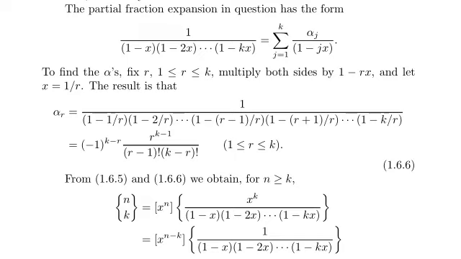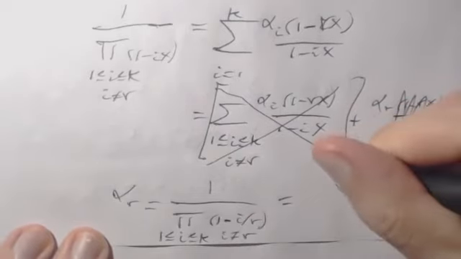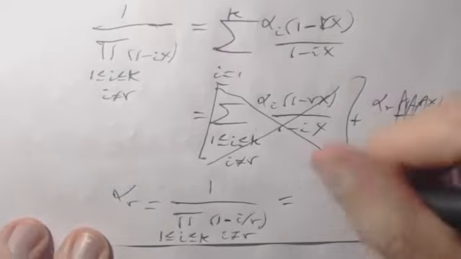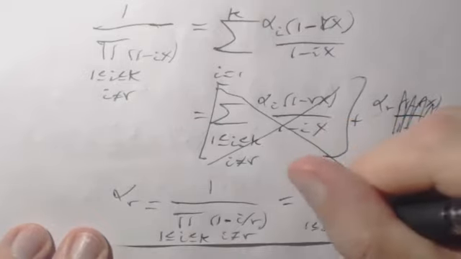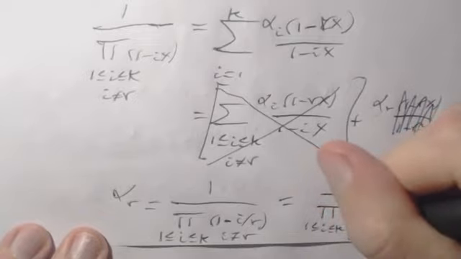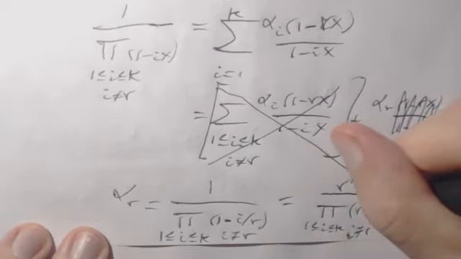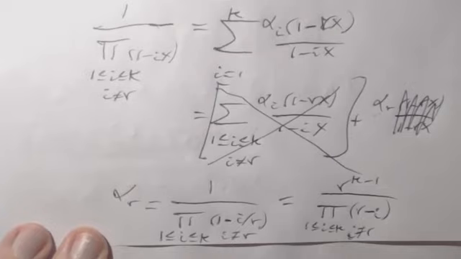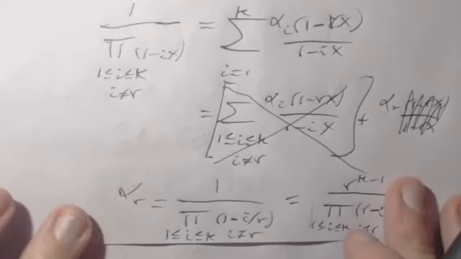And then they multiply the top and the bottom by r to the k minus 1. Because there's k minus 1 products here, so r to the k minus 1 over the product, 1 less than or equal to i less than or equal to k, i not equal to r. So we've multiplied each one by r, so it's going to be r minus i. So they're going to then split this product here into 2.